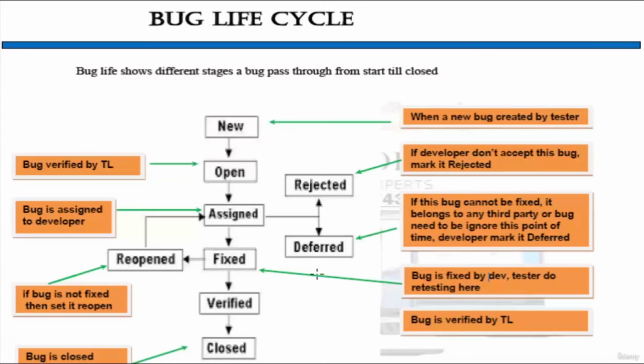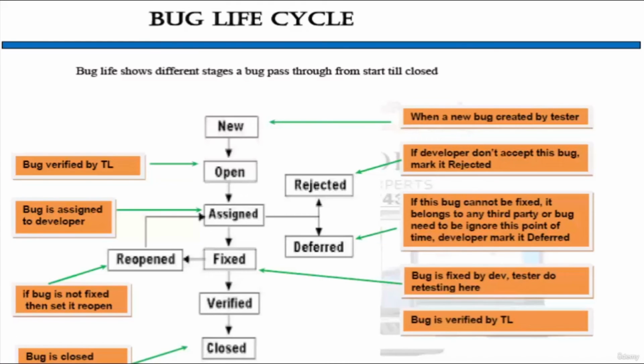So if this bug is fixed, I'll set it verified. Now my lead will verify it one more time. As a tester, I have verified, so I'll mention verified. But as a standard, my lead will verify it one more time, and if it is really fixed, the lead will close it. So that's a standard bug lifecycle. But we are going to face a few interview questions over here. So I'm going to explain these interview questions.